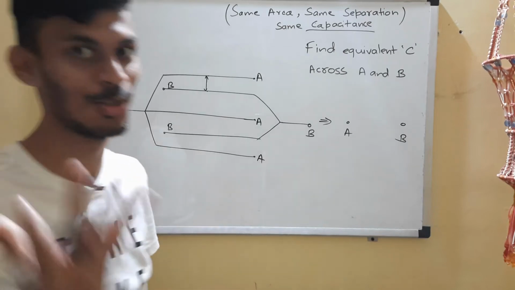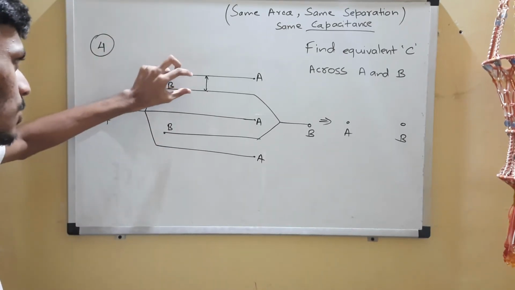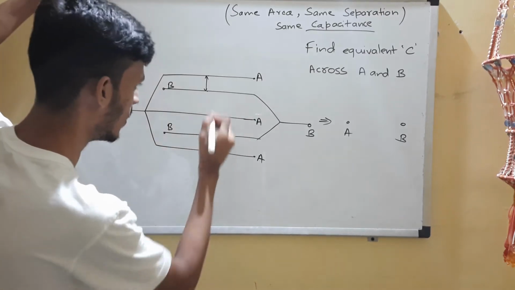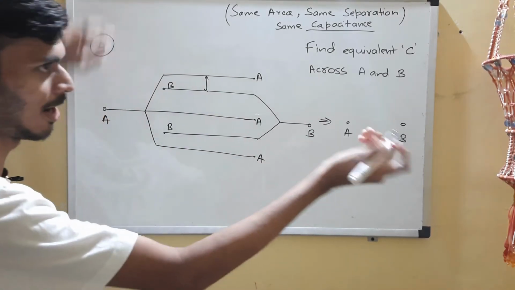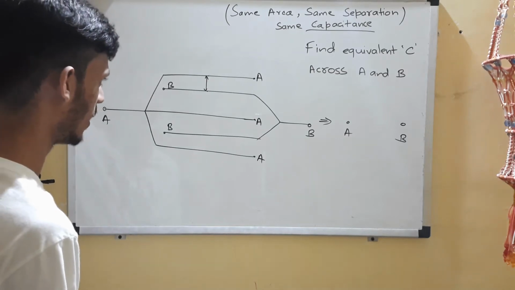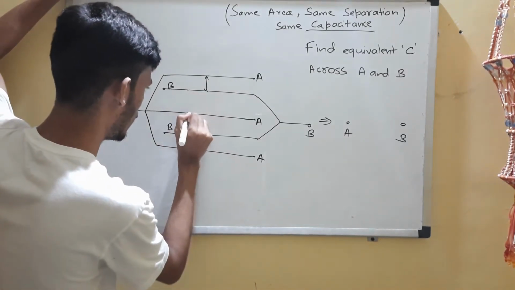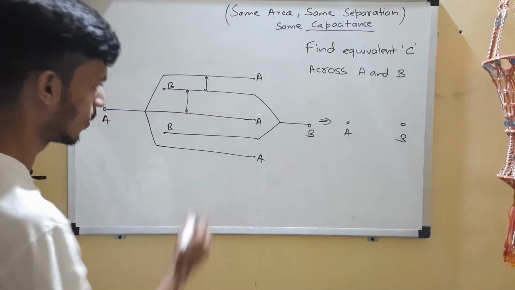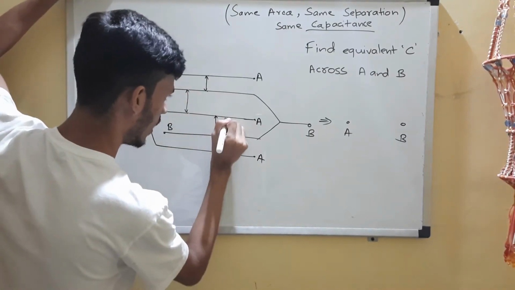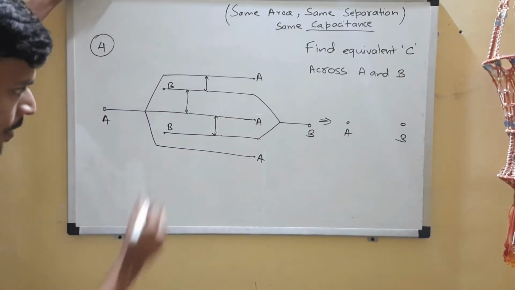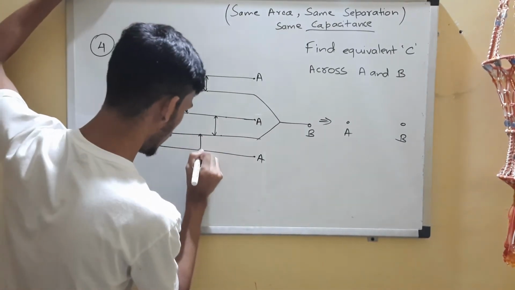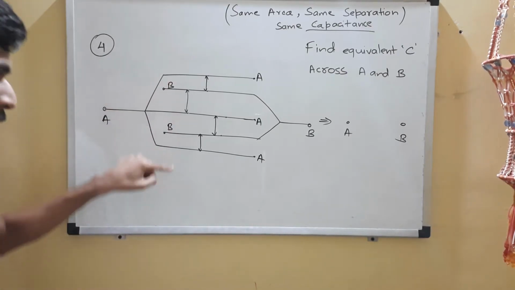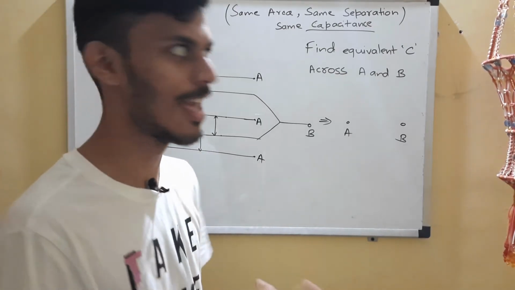Now step 3, choose pairwise. These two plates, one is connected to A, one is connected to B. Now let's do it. You will see that all of them are connected between A and B. Here also you can see this plate and this plate is between A and B. One is connected to B, one is connected to A. Here also one is connected to A, one is connected to B. Here one is connected to B, one is connected to A. So all 1, 2, 3, 4, 4 of them are connected between A and B.